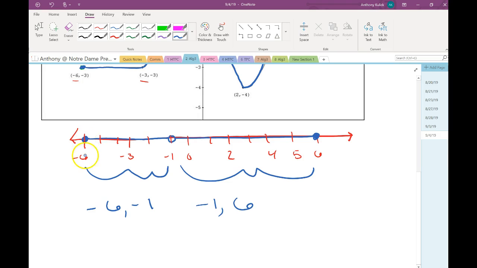Notice I wrote a filled-in circle at -6, so I'm going to write a bracket there. And I have an open circle at -1, so I'm going to put a parenthesis there. Likewise, when I look at my next interval, I have an open circle at -1 and a filled-in circle at +6. And I connect these with the union in the middle. Everybody okay with that? Okay? So this was the domain that we did.